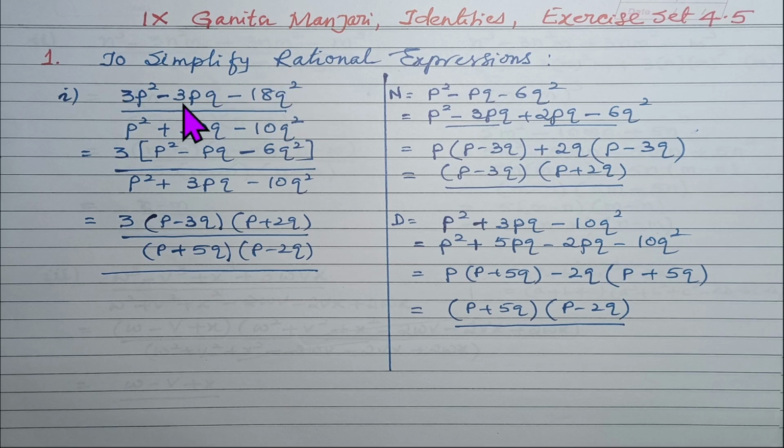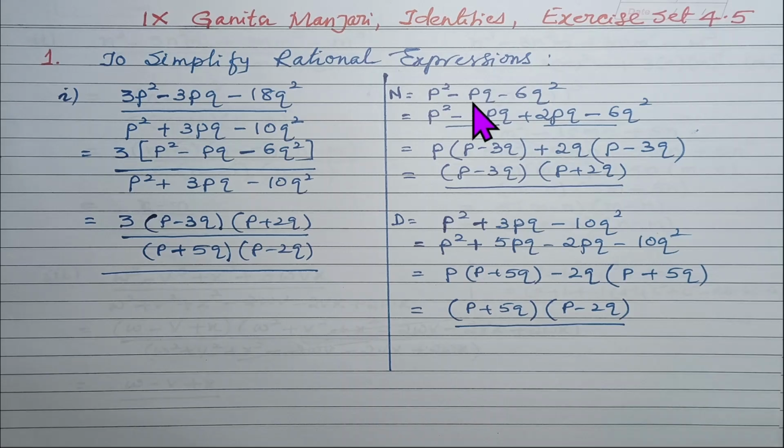Now we have been asked to simplify it. To simplify that we have to find out the factors of the numerator and the factors of the denominator, the factors of the polynomial in the numerator and the factors of the polynomial in the denominator. Now let us take 3 common in this. So 3 is taken as common. So what remains is p square minus pq minus 6q square.